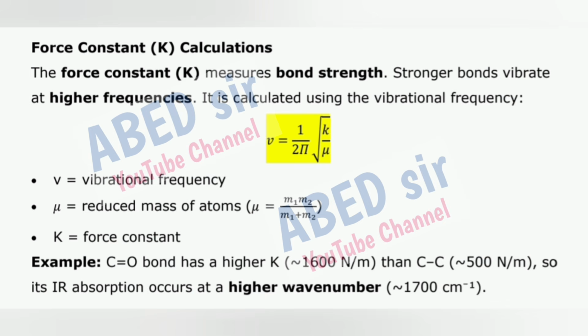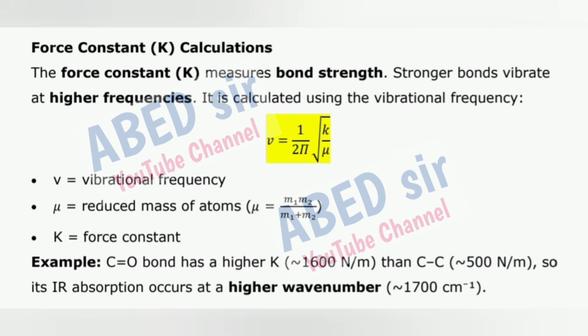Force constant, K, calculations. The force constant, K, measures bond strength. Stronger bonds vibrate at higher frequencies. It is calculated using the vibrational frequency: ν = (1/2π)√(K/μ). ν is the vibrational frequency. μ is the reduced mass of atoms, μ = m1m2/(m1 + m2). K is the force constant.